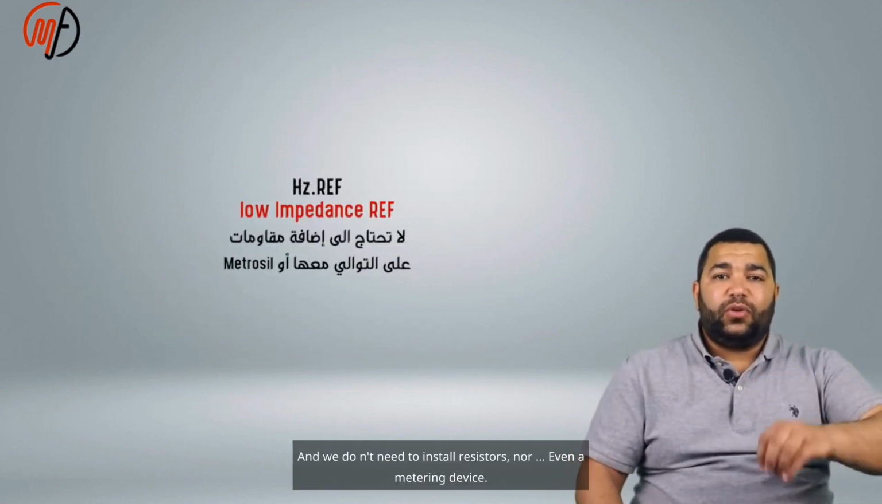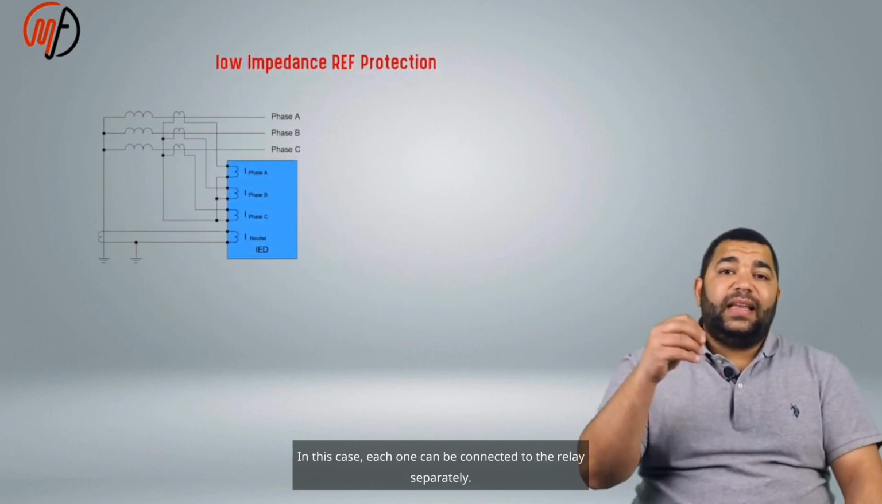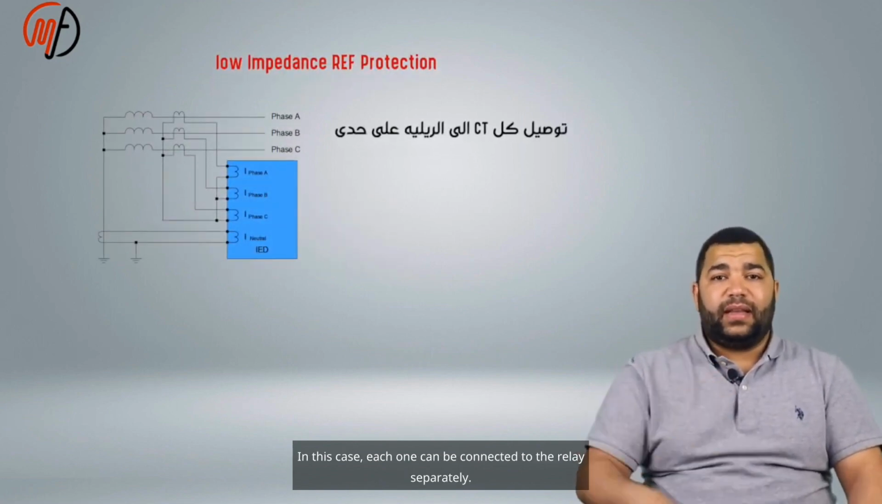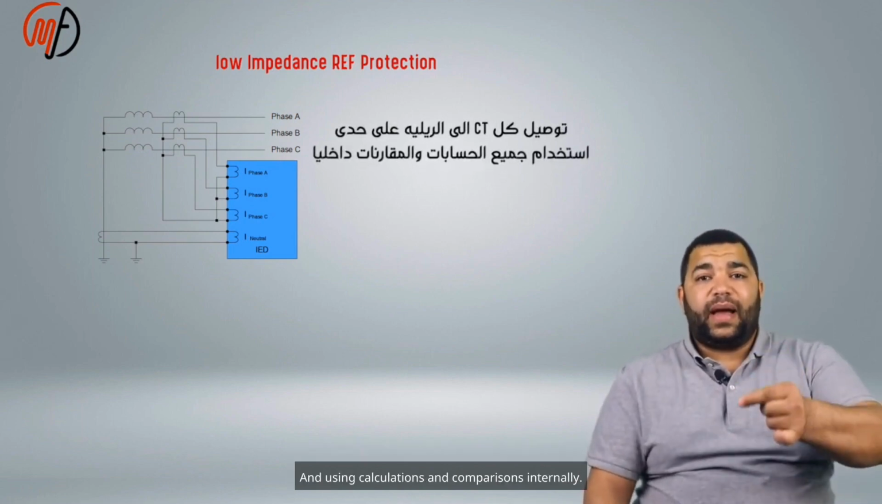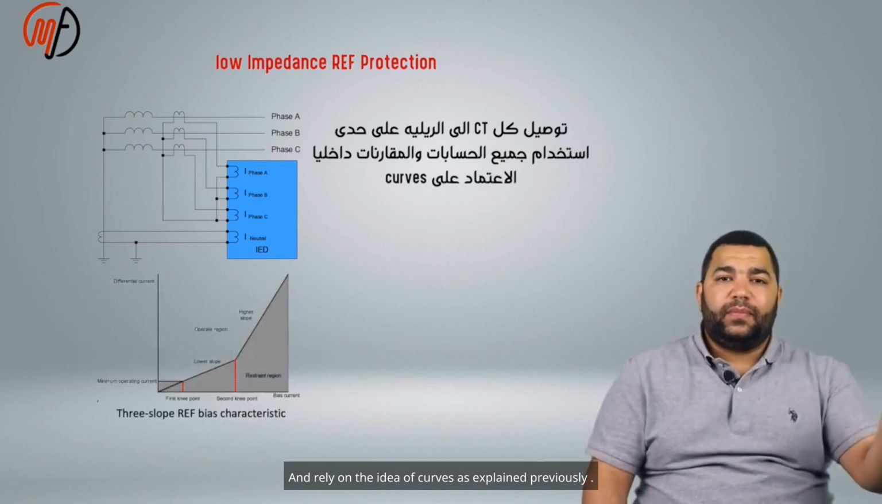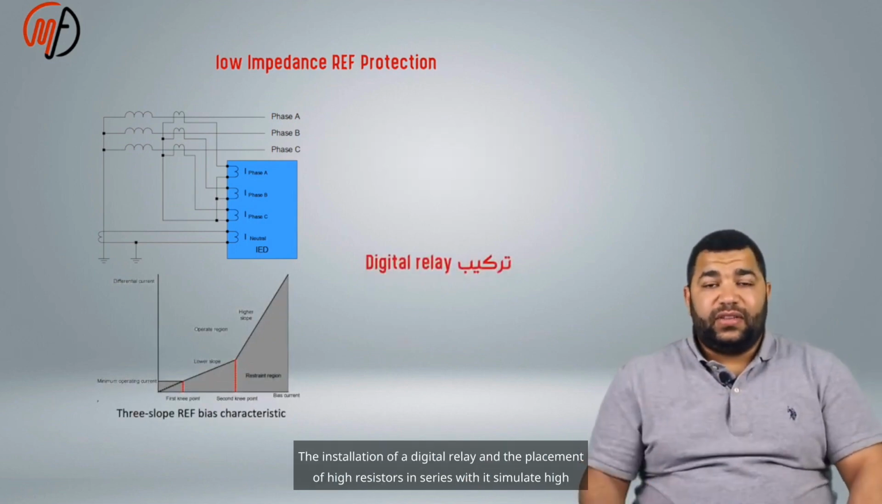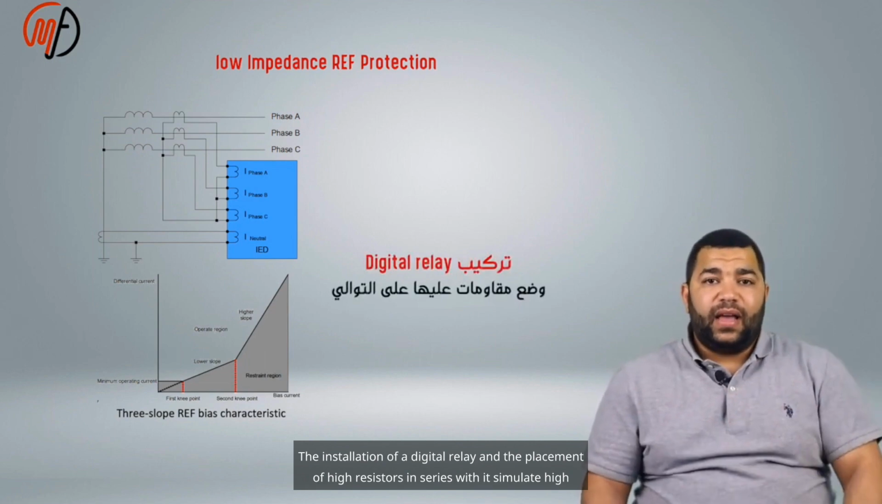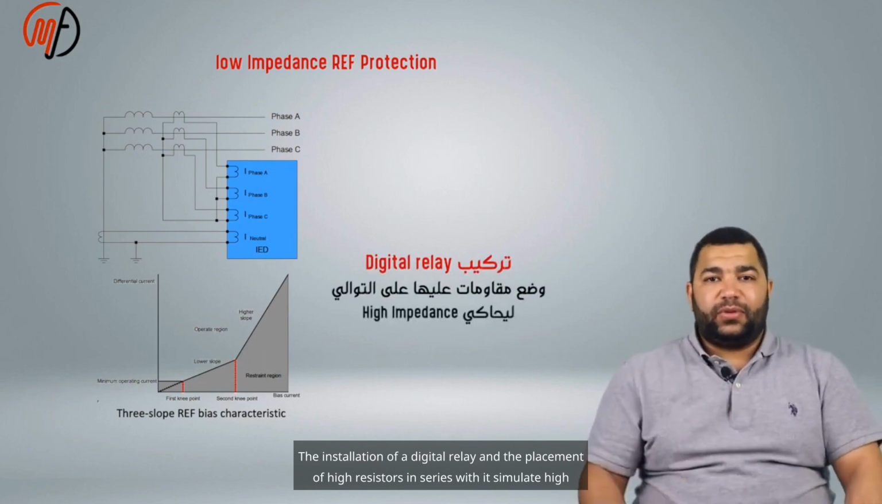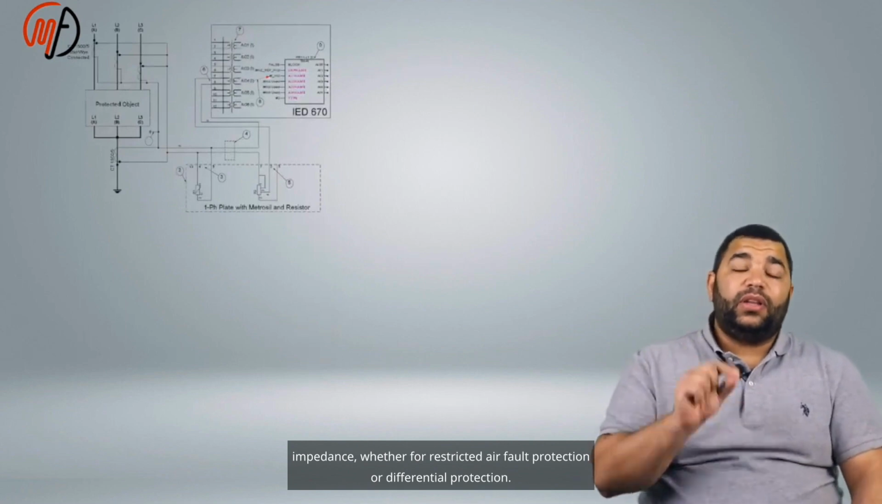We don't need to install resistors, nor even a metering device. In this case, each one can be connected to the relay separately, using calculations and comparisons internally, relying on the idea of curves as explained previously. The installation of a digital relay with high resistors in series simulates high impedance, whether for restricted earth fault protection or differential protection.